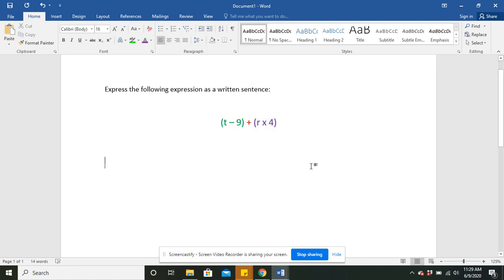So what I'm going to do is make sure that when I write my sentence, I'm focusing on correctly describing each of those three parts. And my goal is to do this in the simplest way possible so that my sentence is easy to understand.